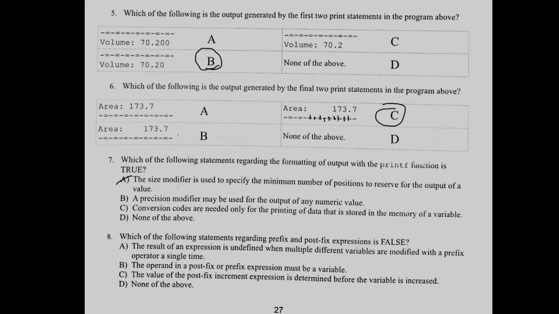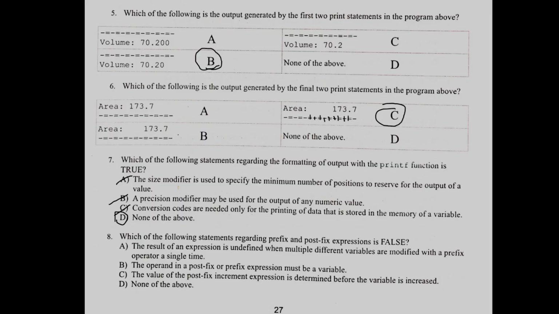B. A precision modifier may be used for the output of any numeric value. That's false. A precision modifier is going to have different behavior determined by what type of output you're printing, whether it's a string, whether it's an int, whether it's a float. C. Conversion codes are needed only for the printing of data that is stored in the memory of a variable. That is false. You need to have a conversion code anytime you pass data to printf. So since none of them are true, the answer is D, none of the above.